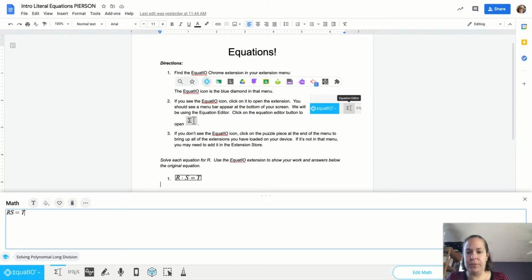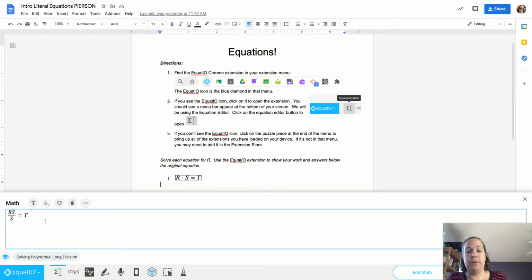Now, I'm solving the equation for R. I need to get R by itself. And right now, R is being multiplied by S. So I need to divide R by S to get rid of that S. So I will hit the slash button, and that tells the extension that I want to divide, and it automatically creates the fraction. The slash button is the slash that's right underneath the question mark on your keyboard. And so now I've got S.